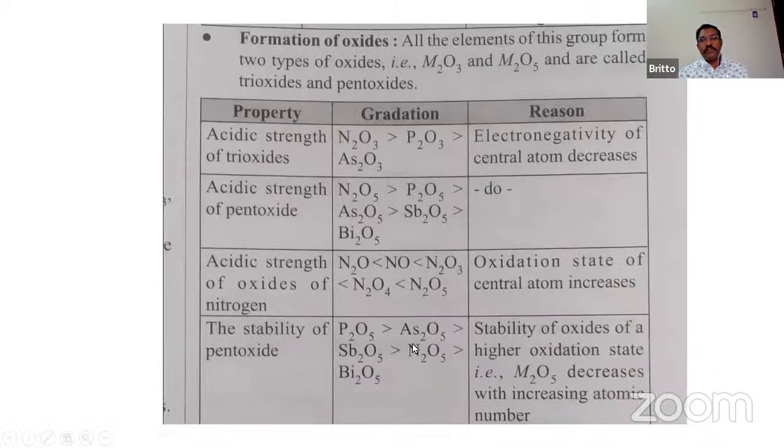And then the stability of pentoxides: P2O5, As2O5, Sb2O5, N2O5, and then Bi2O5.